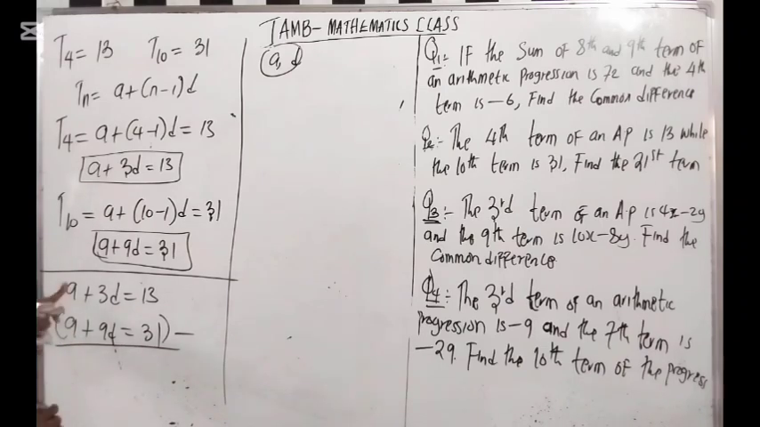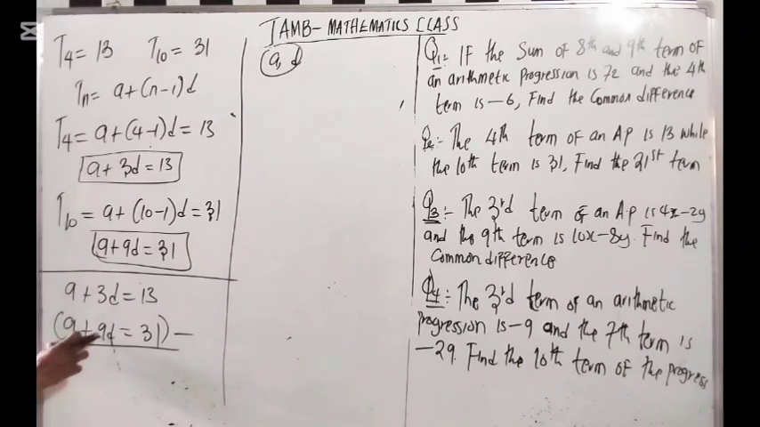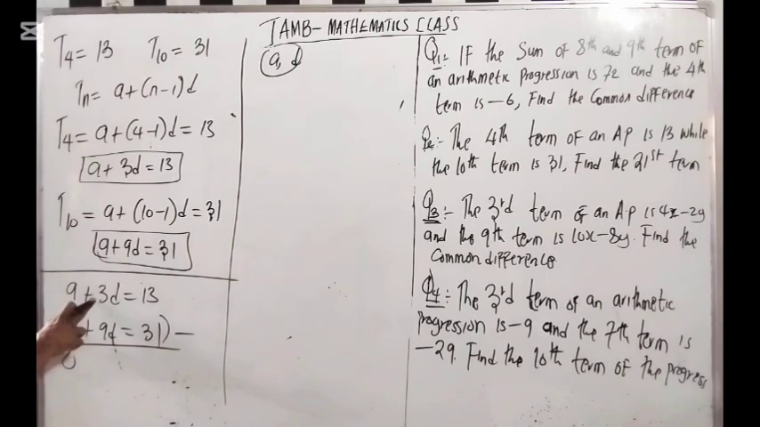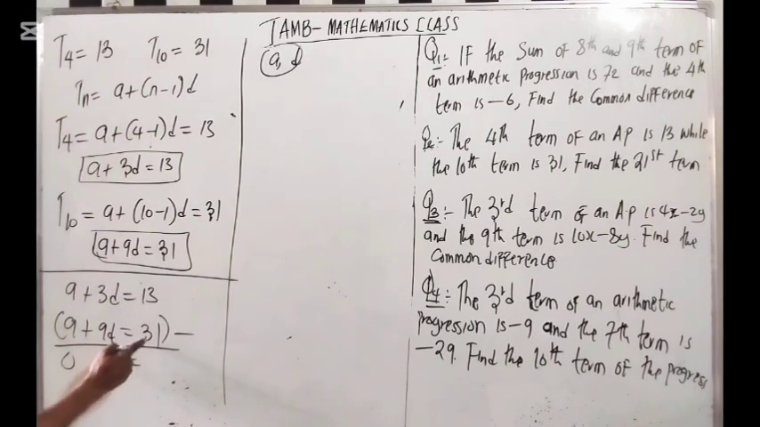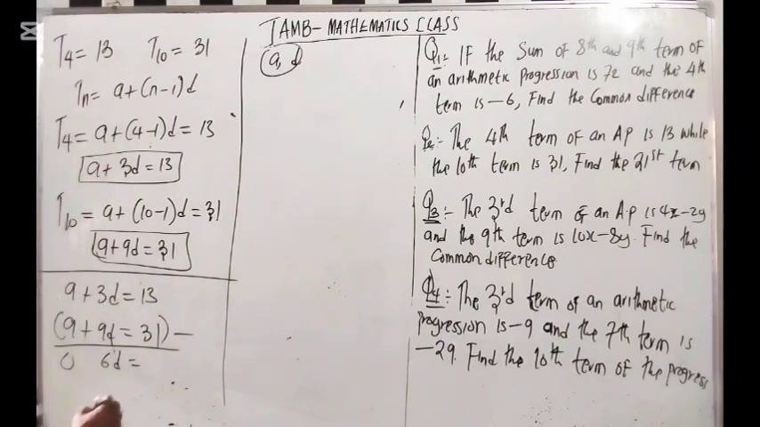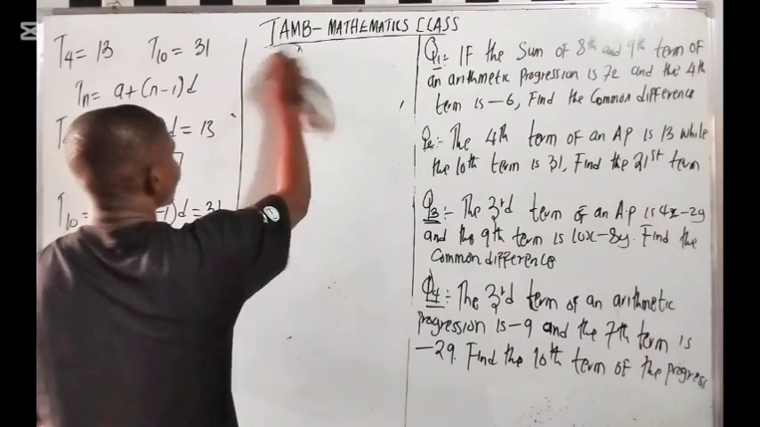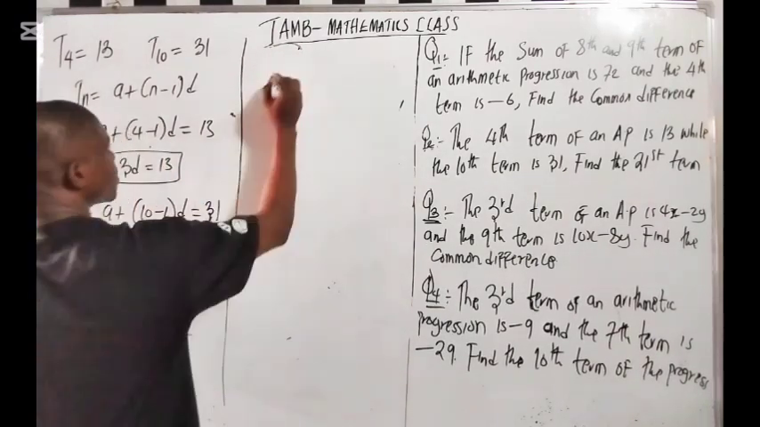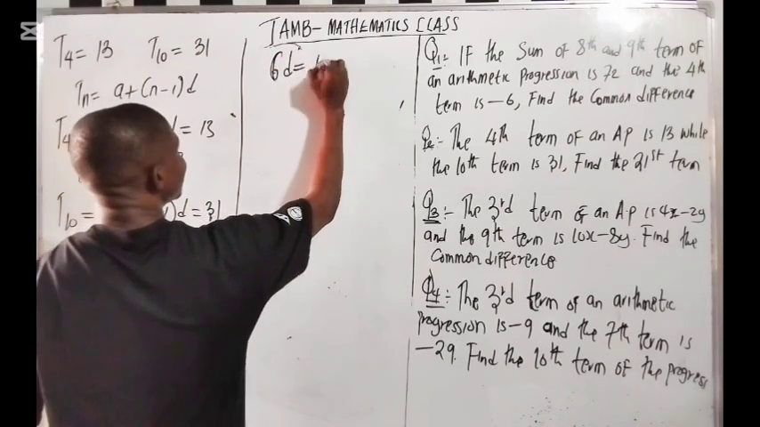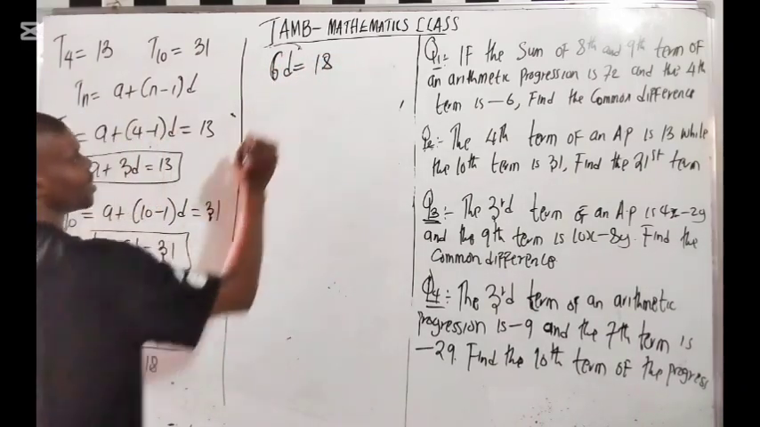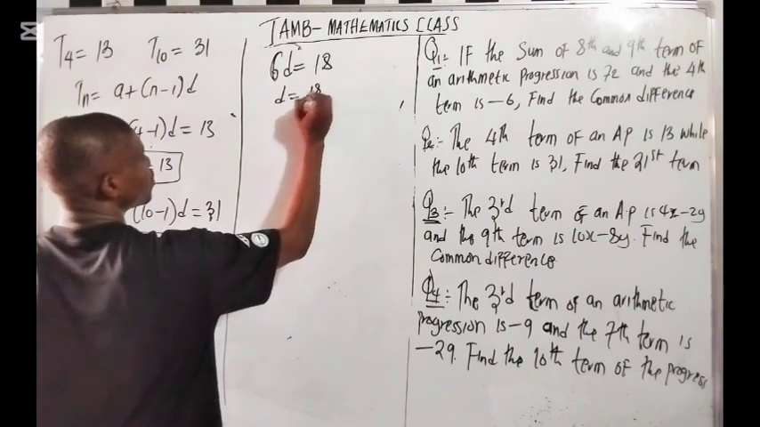So a minus a is 0 here, right? 9 minus 3 is what? Is 6. So it will be 6d. So it will be 6d equals to 31 minus 13. Here we have what? 18. It's okay. So now let's look for d. So 6d equals to 18. So making d the subject of the formula here, d equals to 18 over 6.